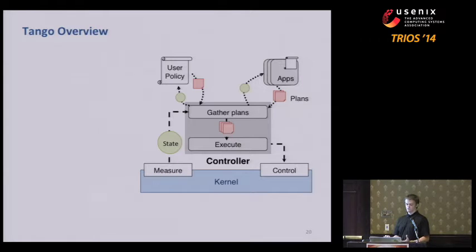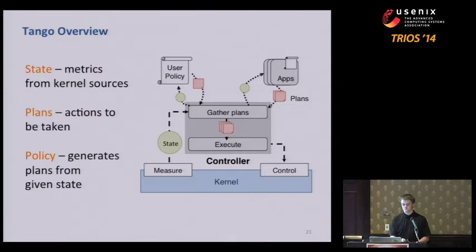So here we have a high-level diagram of how Tango works, and this is a cycle that starts from the bottom left and goes around to the bottom right. In our prototype, this is run on a periodic basis, although we can imagine it could also be done in an event-based manner. There are a couple of key primitives to know to help make this diagram make more sense. There's state, which are metrics and information from the kernel that tells you about the current device and operating conditions. There's policy, which takes this state in, does some computation on it, and generates plans of actions which are used to manipulate the state to get to a better state according to those plans, or those policies, sorry.